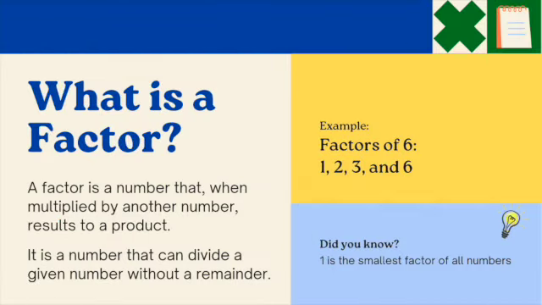A factor is a number that when multiplied by another number results in a product. Here is an example of 6. The factors of 6 are 1, 2, 3 and 6, because 2 times 3 is 6 and 1 times 6 is 6. So they multiply to become 6.